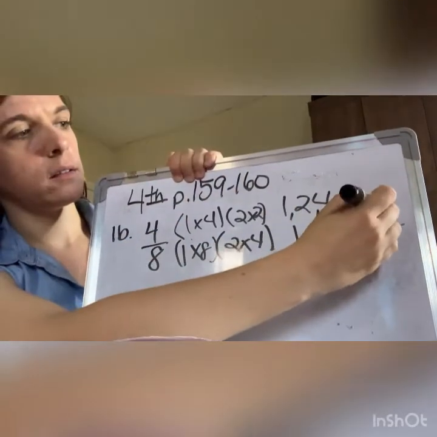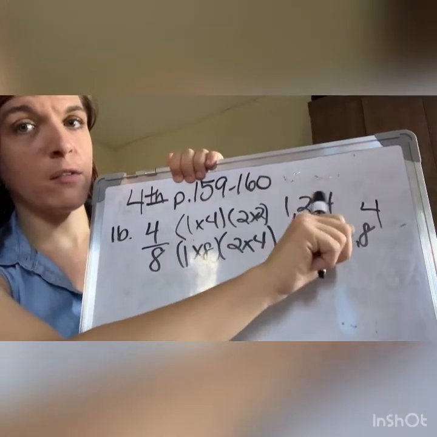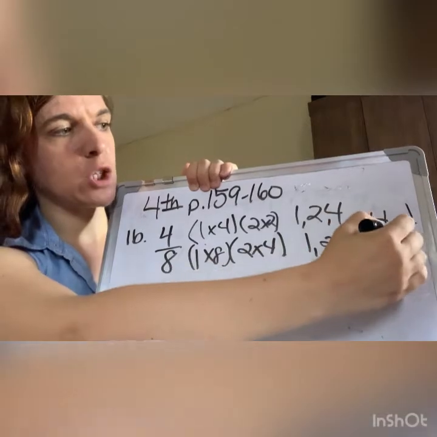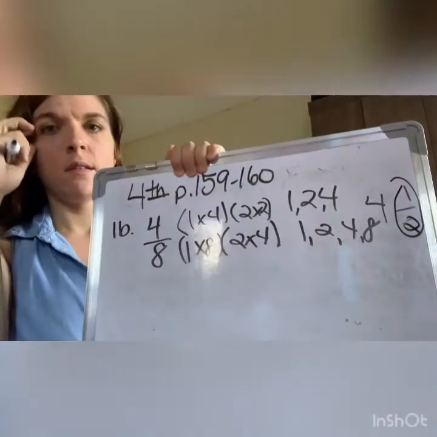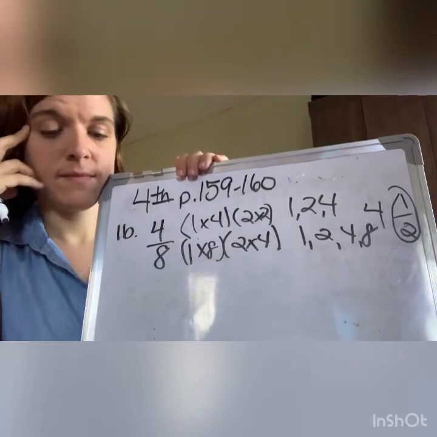4. So how do I reduce my fraction? 4 divided by 4 is 1. 8 divided by 4 is 2. Okay? Remember how to do that? If you don't, text me, okay?